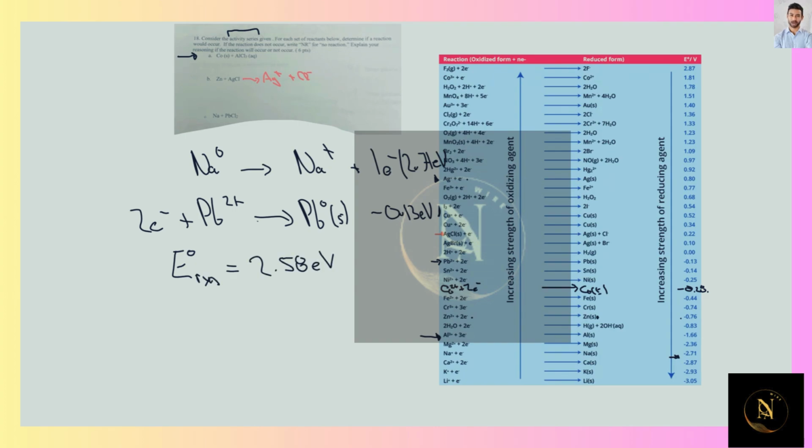So with this, the reaction is going to occur, and again, we need to balance it out. It would be 2 of sodium 0 plus lead 2 plus, that is going to react to produce 2 of sodium plus and lead 0 as a solid.